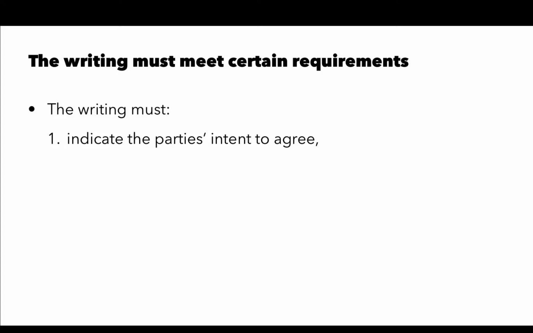Now, if there's a writing, and in sales contracts of any appreciable size, there must be a writing, the writing has to meet certain requirements. It must indicate the party's intent to agree. There must be definite intent that is found within the context of the writing.